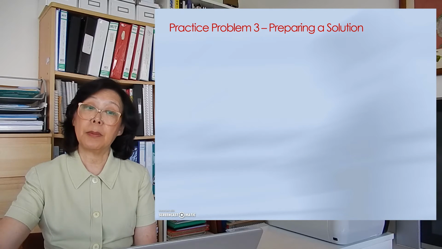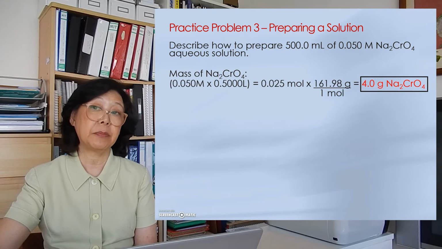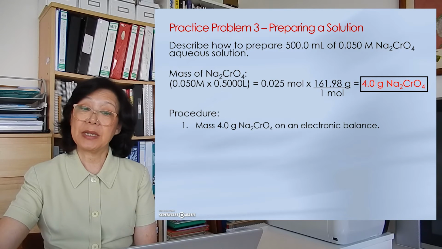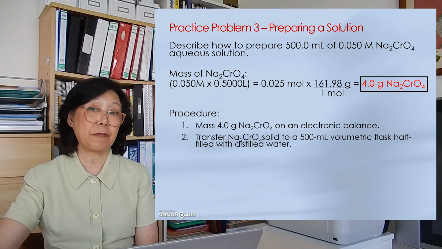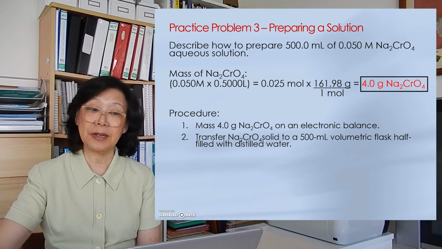Now the next problem also deals with a similar kind of situation, but we go further in terms of how to prepare the solution. So we perform the calculations and we obtain 4 grams of sodium chromate. Now, first we mass it on a balance, and then we have to find a 500 milliliter volumetric flask, the one with a round bottom and a long neck and a calibration mark.